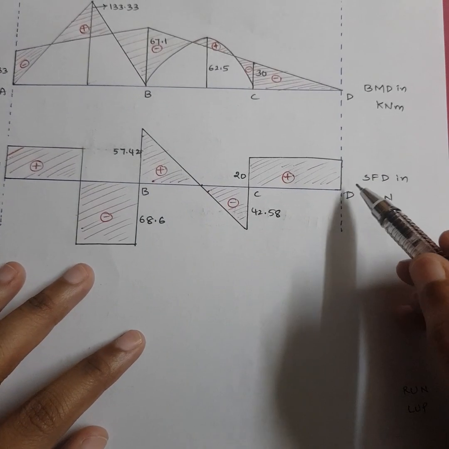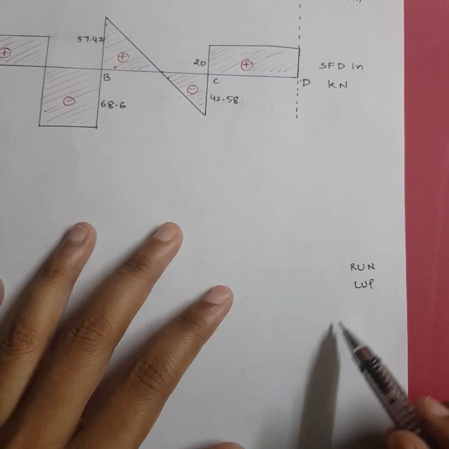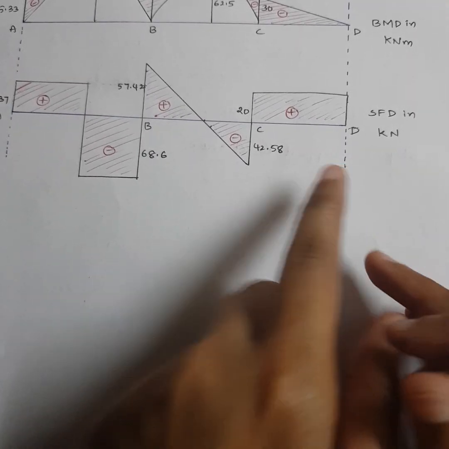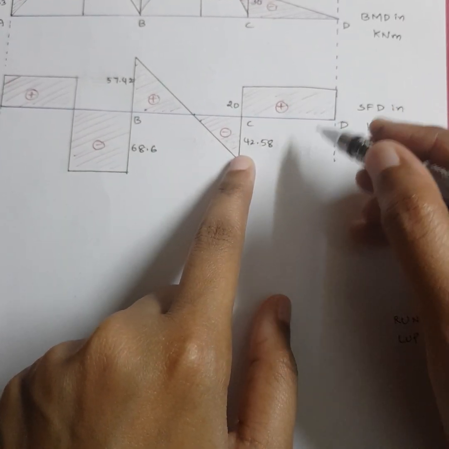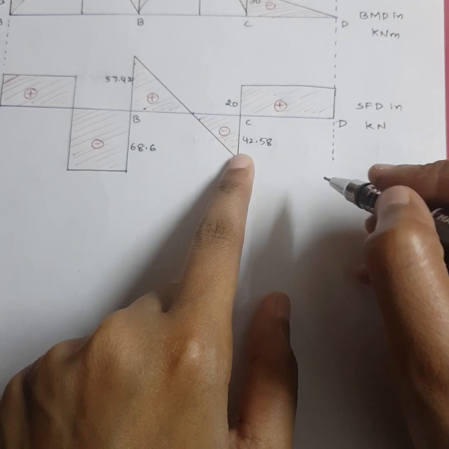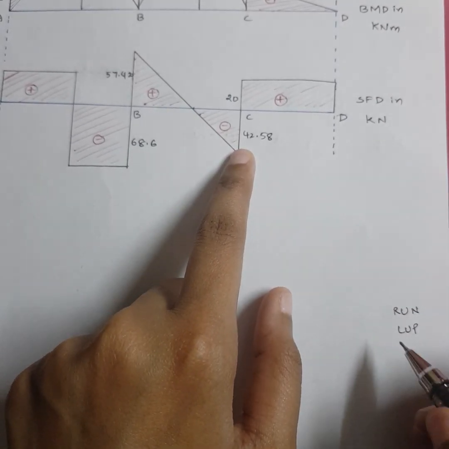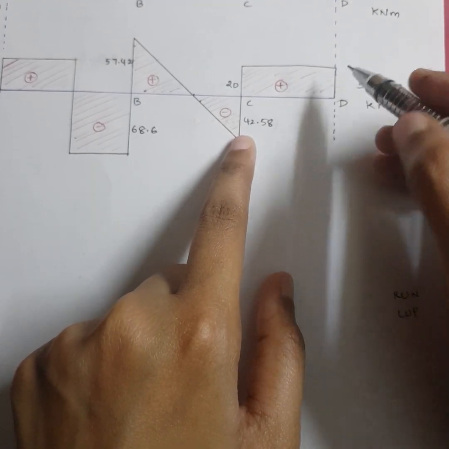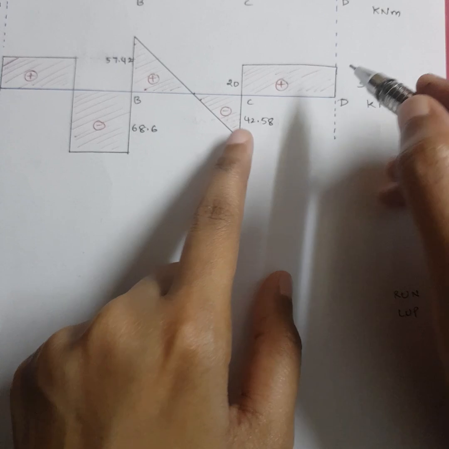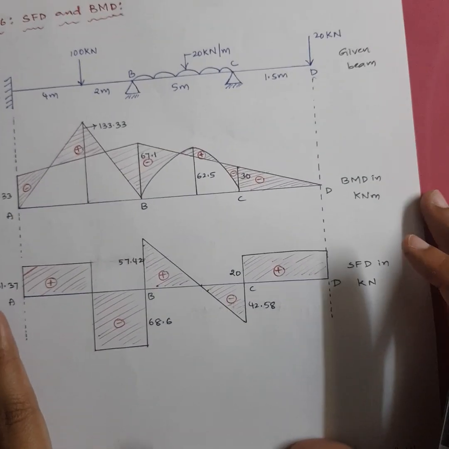Then we had a 20 kilonewton acting here, right? So right side upward is negative, right? Means if you consider the part CD, D is right side. So right side upward negative means right side downward will be positive. RUN, right? Right side upward negative. So if I get like this, it's negative, but our 20 was acting downward, so it's positive. So complete the shear force diagram like this. Like this you have to finish up the entire diagram.